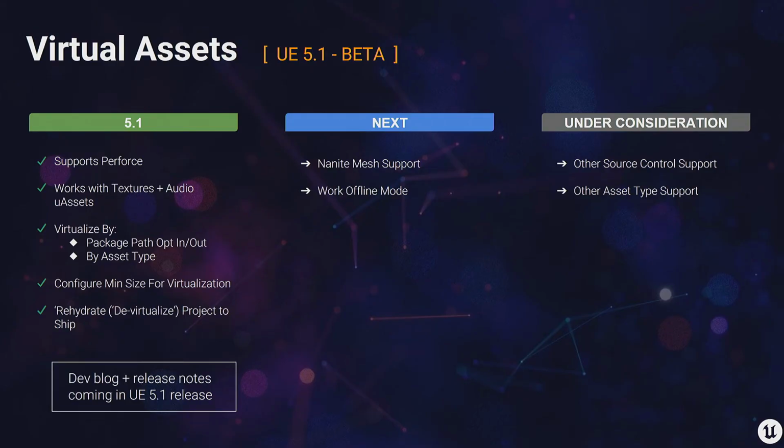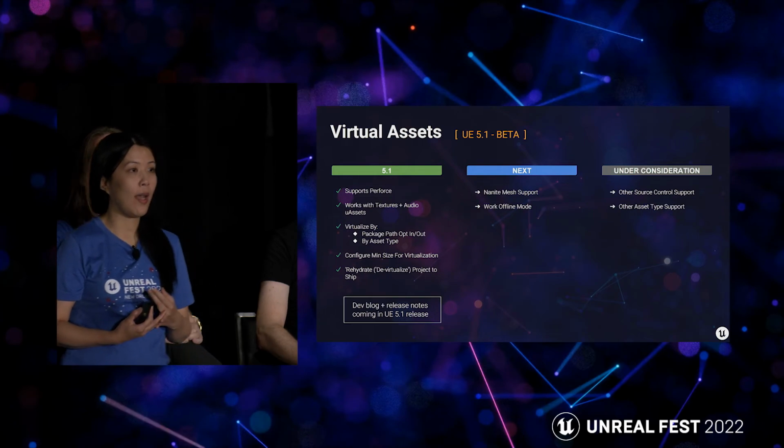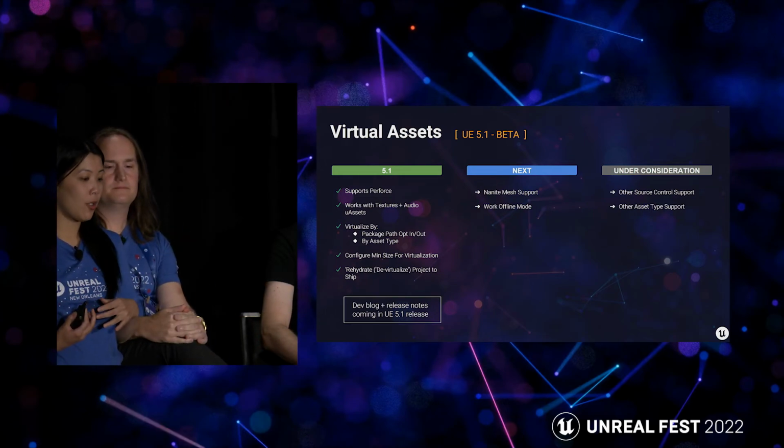So for 5.1, we said virtual assets is coming in beta status. That means it's ready for you to start turning on and trying on in your projects. Currently for source control, we support Perforce. And out of the box, we support textures and audio asset types, with more to come in the future.